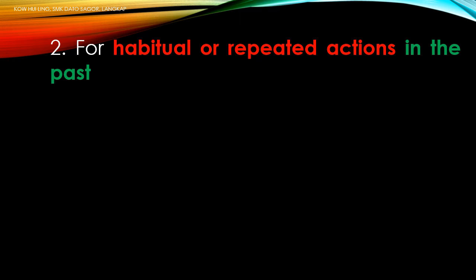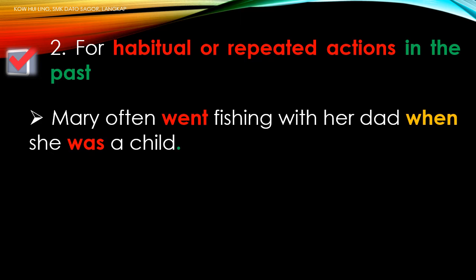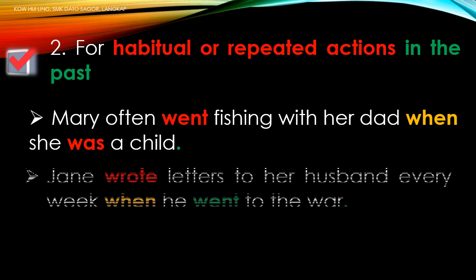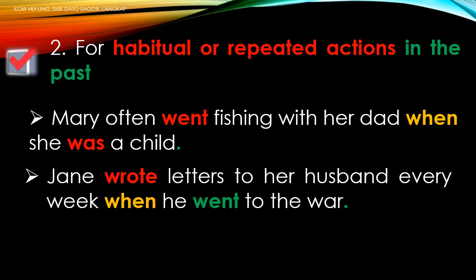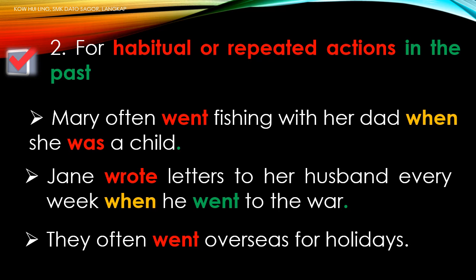For habitual or repeated actions in the past. Mary often went fishing with her dad when she was a child. Jane wrote letters to her husband every week when he went to the war. They often went overseas for holidays. So all these examples show that something happened in the past which was habitual or repeated actions.